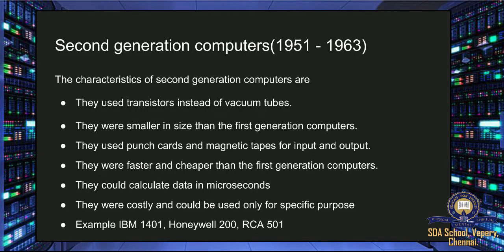If you tabulate the first and the second generation computers and write the differences between them, you can easily remember it. So you can also tabulate for easier studying. Examples of second generation computers are IBM 1401, Honeywell 200 and RCA 501. Can you remember the examples of the first generation computers? Yes, they are ENIAC and UNIVAC. Here the examples are IBM 1401, Honeywell 200 and RCA 501.